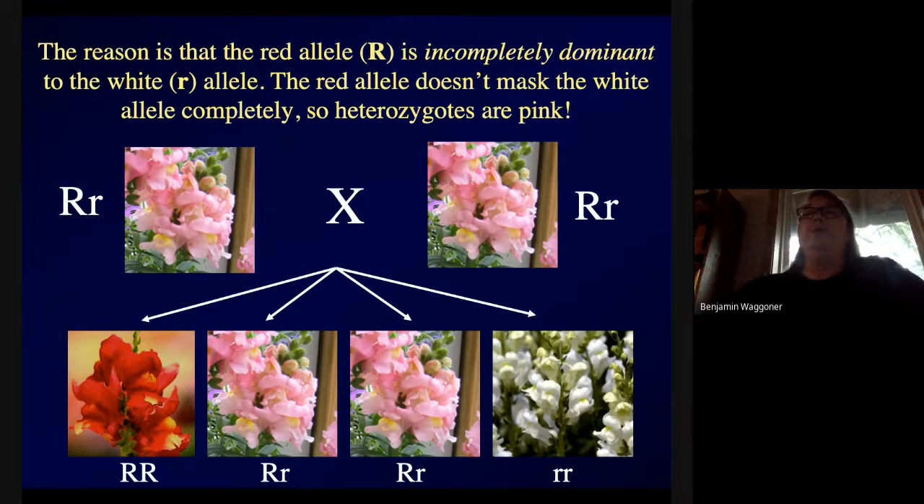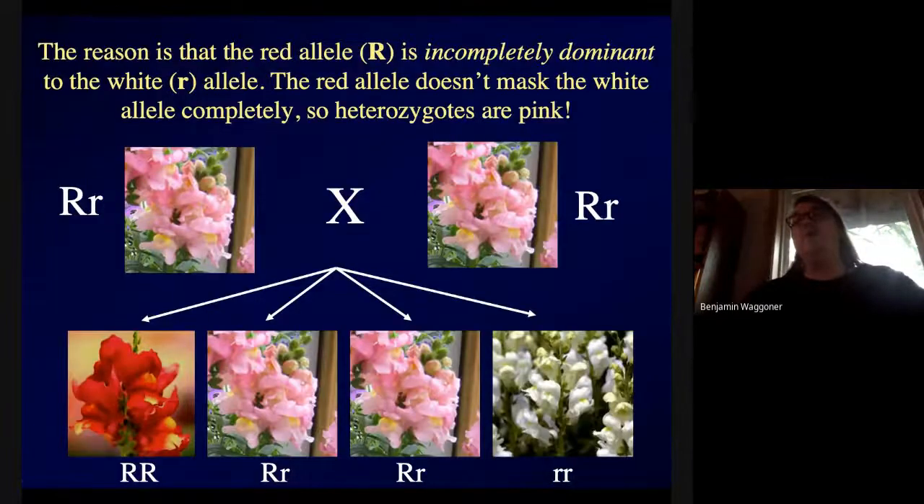So heterozygotes are pink, and if we cross two snapdragons that have the genotype big R, little r, then it follows your basic Punnett square rules, but we get one red, big R, big R, for every two pink, which are heterozygotes, big R, little r, for every one white, little r, little r. So that follows the exact same rules as pea plant flower color, except for the fact that in this case, we can tell the difference between homozygotes and heterozygotes because the dominant allele does not completely hide the recessive allele.